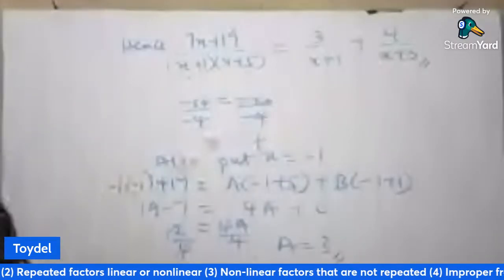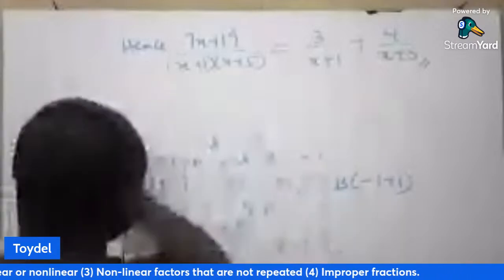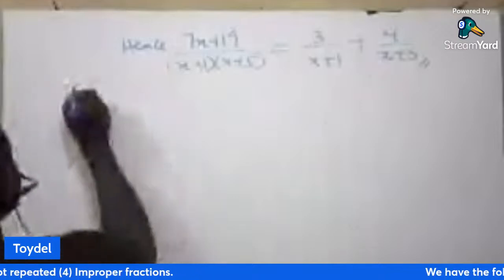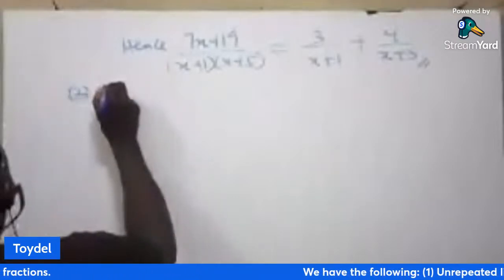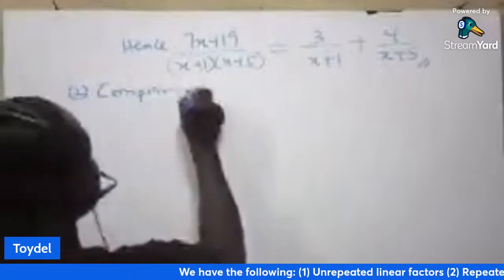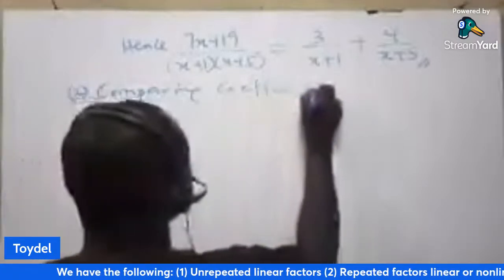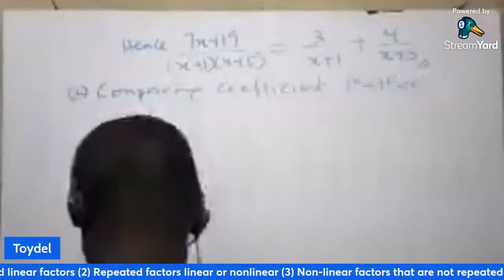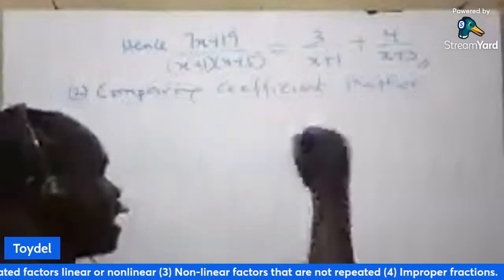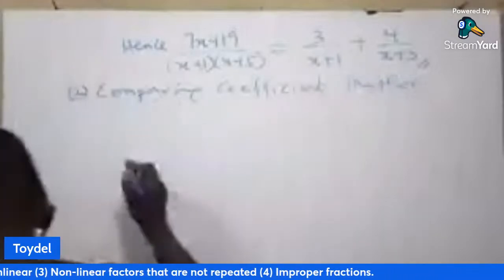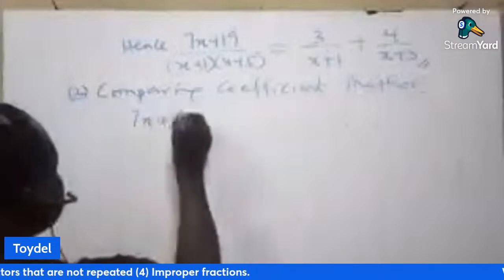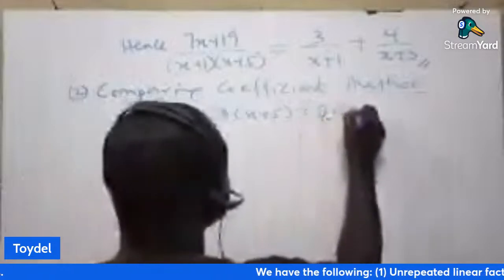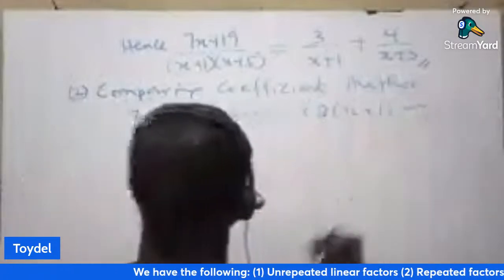So I want to use the second method of resolution, which is called comparing coefficients, and let's see if we are going to get the same answer. So the second method is the method of comparing coefficients. In this case, still the same thing. From that equation star that I gave the other time, that is from here, where we have 7x plus 19 being equal to a into bracket x plus 5 plus b into bracket x plus 1. This is where we started from when I applied the first method.